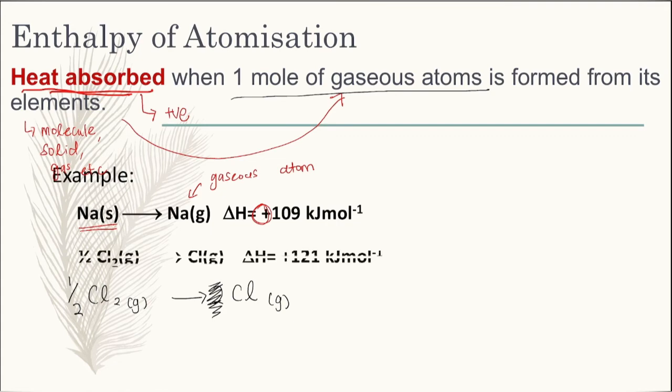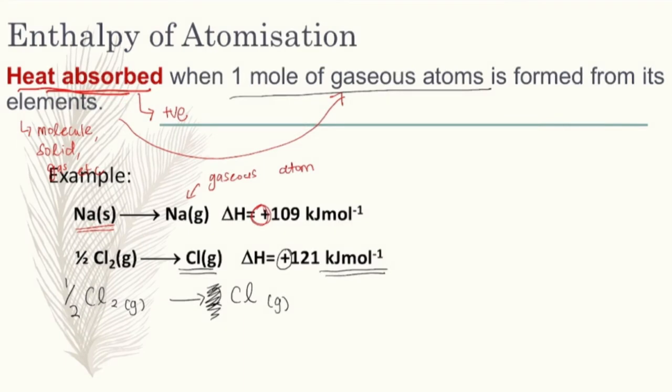And the value of enthalpy for this atomization process is positive 121 kilojoule per mole. Bear in mind that the positive sign represents that the heat is absorbed during the reaction, and the unit kilojoule per mole represents that 1 mole of gaseous atom is produced in the enthalpy of atomization.